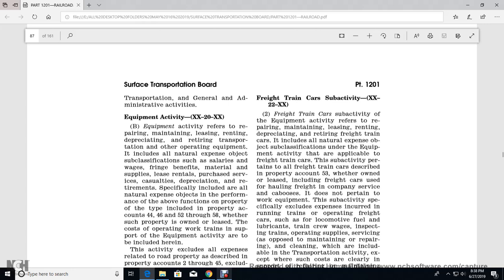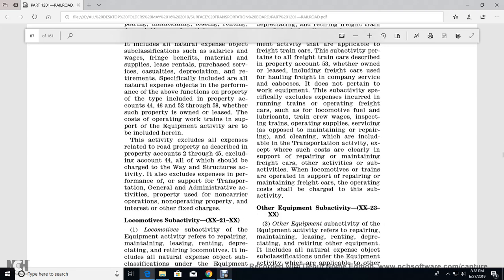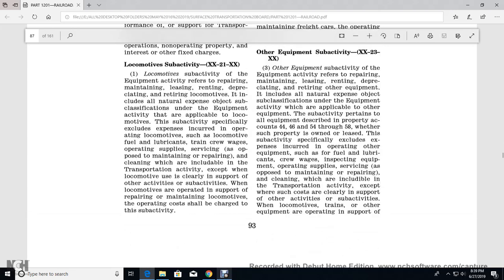object with the function, property of the type. It includes the property accounts 44, 46, 52, 50 through 58, where such property is on the lease for the cost of operating work for the support of the equipment activity. It does not include in this activity all expenses related to property described in the property accounts 2 through 45, excluding 44, all of which should be charged with the way and structure activity, excluding the service expense of the person to support the transportation, general administrative activity, property used in non-carrier operation, non-operating property, interest, and other fixed charges.